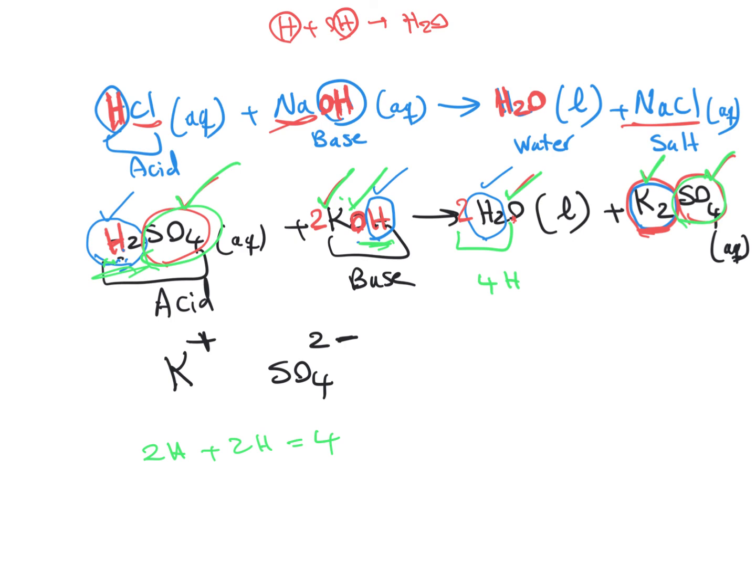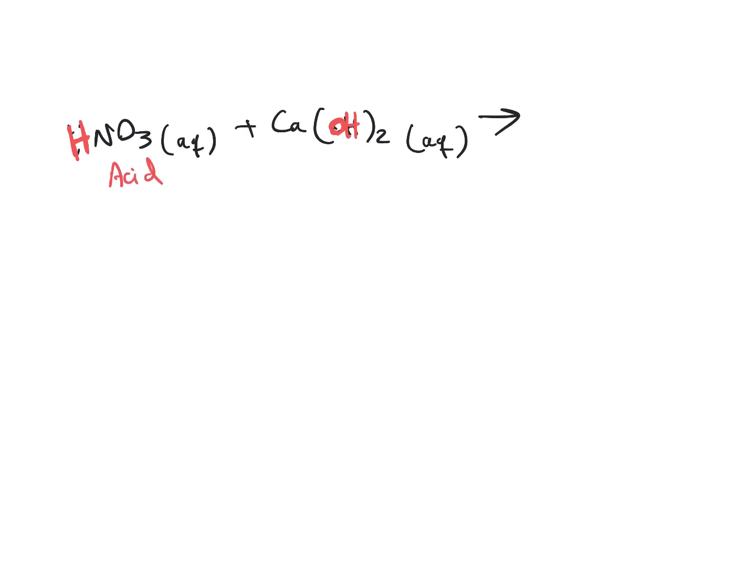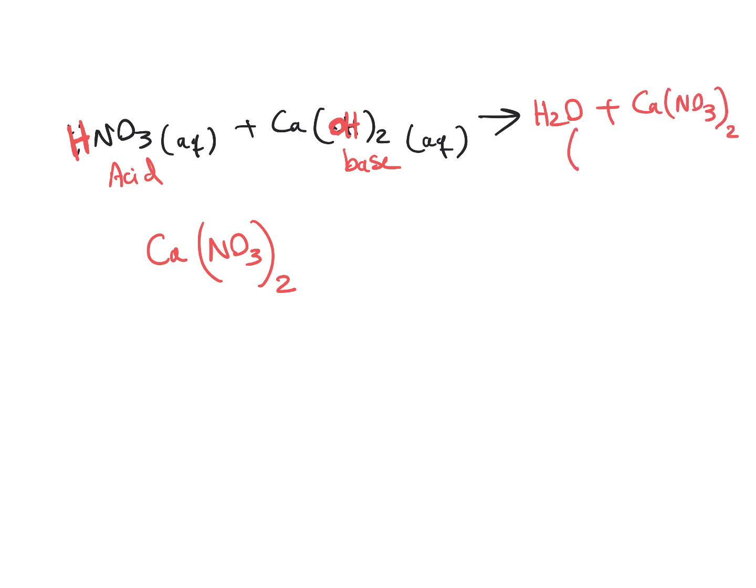Let's do another example. HNO3 aqueous plus Ca(OH)2 aqueous gives what? Now you see this hydrogen, you should be able to write this. And then you see OH, you know this is an acid-base reaction. So I write H2O plus Ca(NO3)2. You know that Ca has a charge of +2 and NO3 has a charge of -1, so you should have 2 of that. Ca(NO3)2. H2O is liquid, this is aqueous.